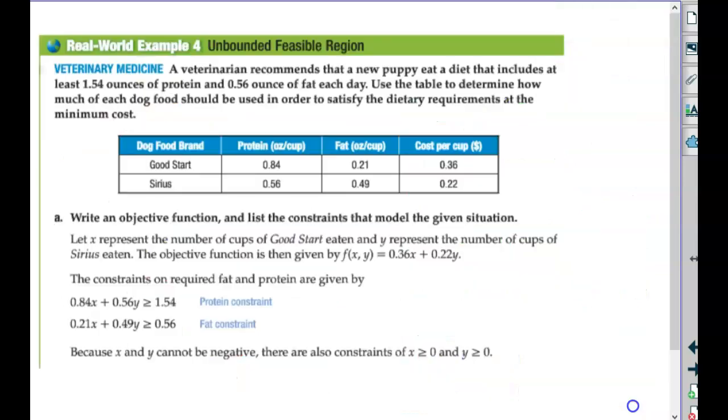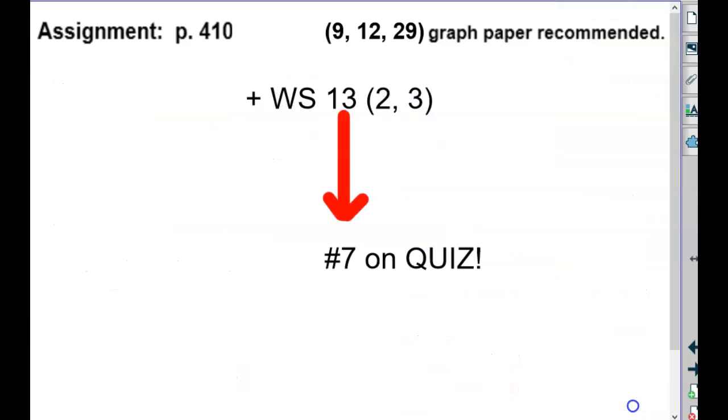The one on the quiz is like number 7 on worksheet 13. I think we have time to do that one. Can you flip to worksheet 13, number 7?